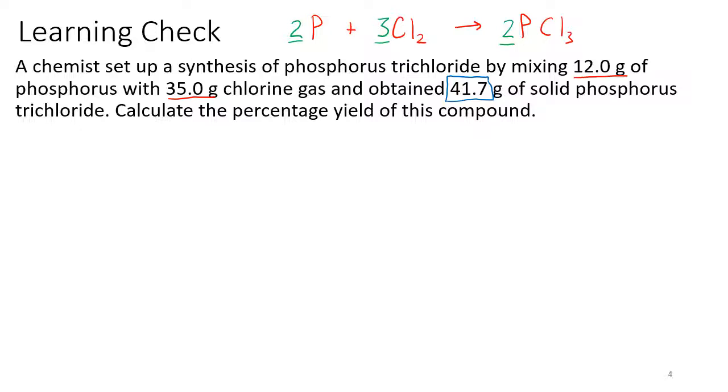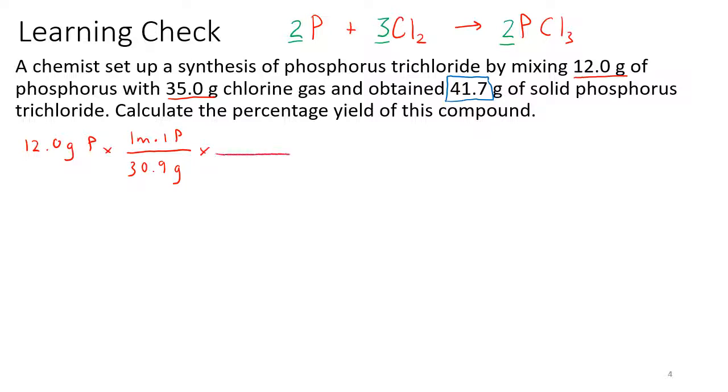And now we're going to have to start with our 12 grams of phosphorus and figure out how much phosphorus trichloride could be formed if all of our phosphorus reacts. So starting with our 12 grams of phosphorus, we're first going to have to convert our grams of phosphorus into moles of phosphorus. And using the periodic table, we can see 1 mole of phosphorus is 30.9 grams.